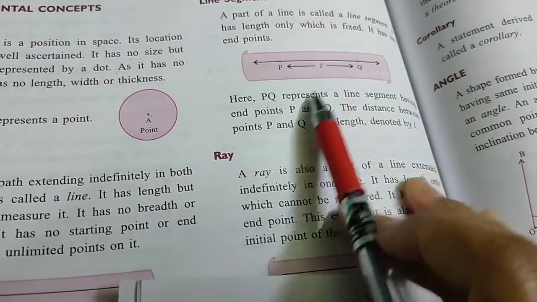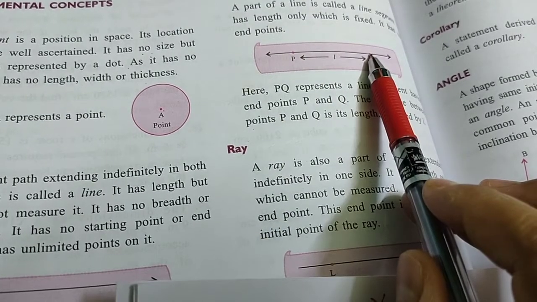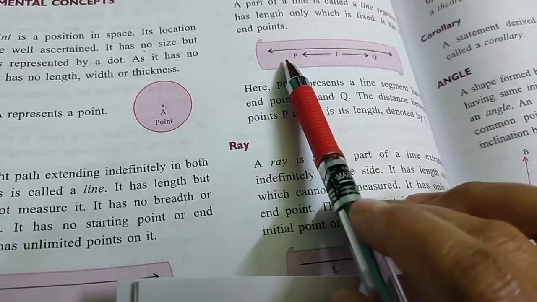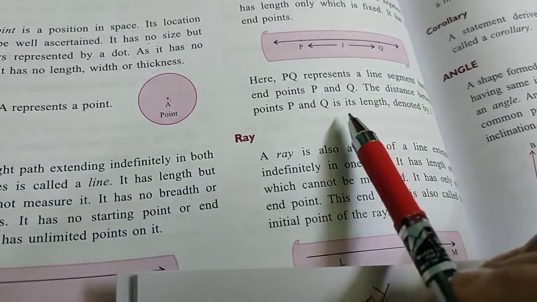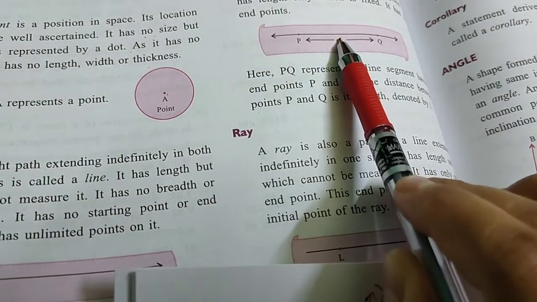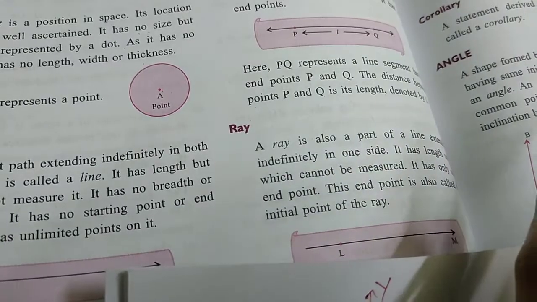And the distance between the point P and Q. See this point, dot dot is given. Here you cannot put an arrow. If you put an arrow, that means it will become a line. And the distance is denoted by L. This L can be 1 centimeter, 2 centimeter, 100 meters, like that, if it's given.